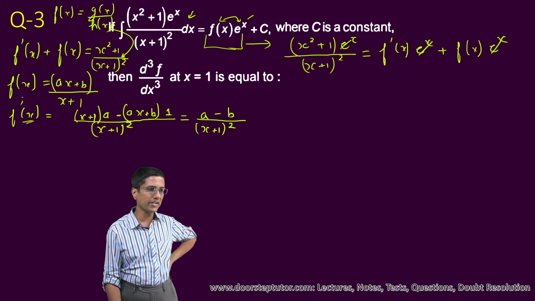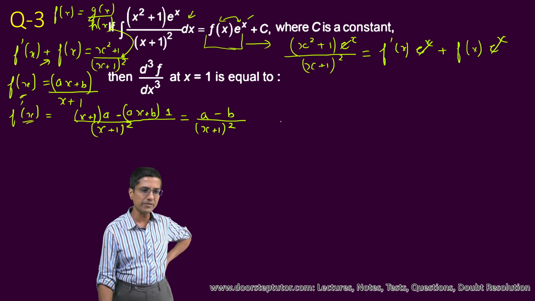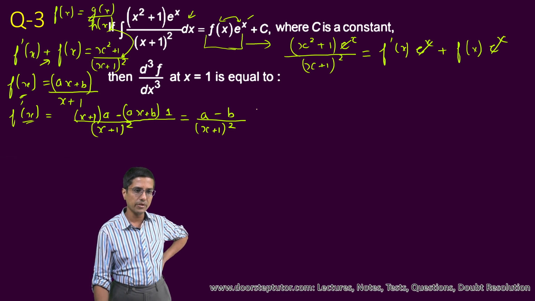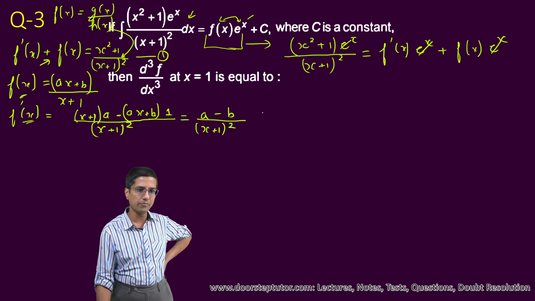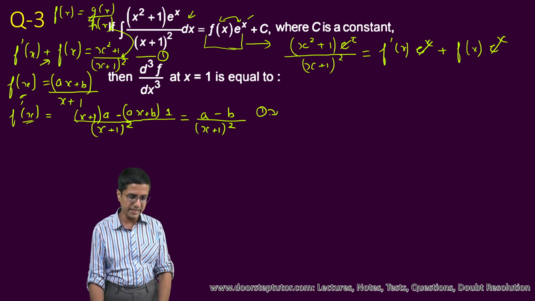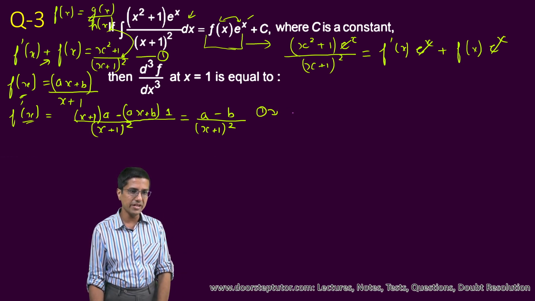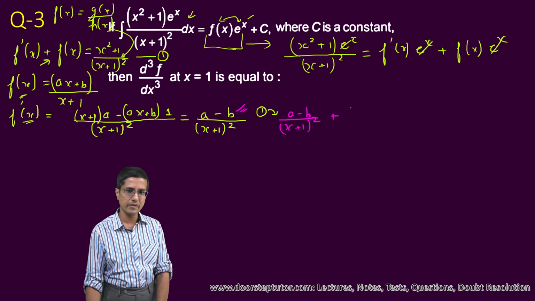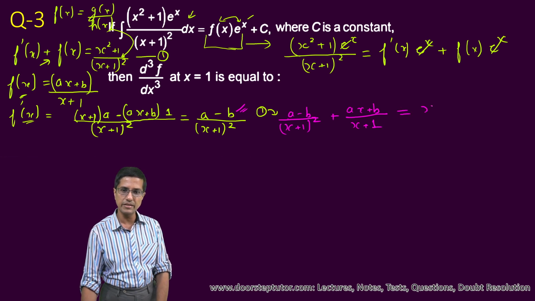So I know what is f dash x, I know what is fx, I plug it into this equation. What do I get? So this is equation number 1. So from 1 we can say that f dash x is a minus b divided by x plus 1 the whole square, that is here f dash x. Fx is ax plus b divided by x plus 1. This is equal to x square plus 1 divided by x plus 1 the whole square.